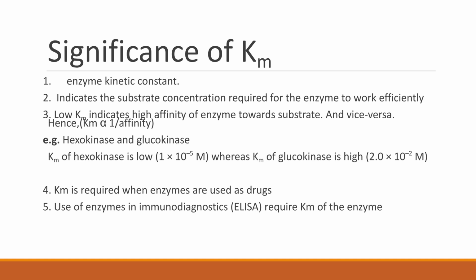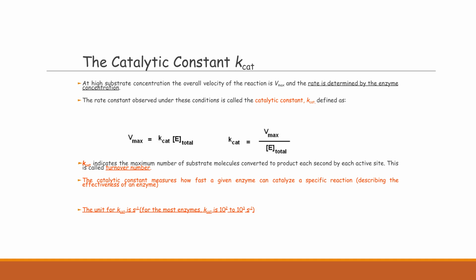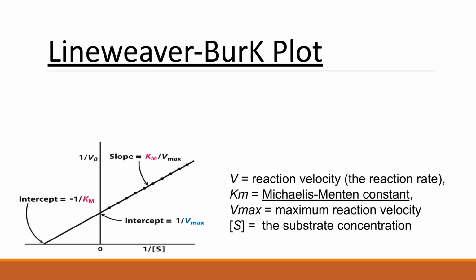The Michaelis-Menten equation relates the initial reaction velocity at a given substrate concentration, the Michaelis constant, and the maximum possible initial reaction velocity. The Michaelis constant, Km, is the substrate concentration that produces half the maximal velocity, or Vmax divided by 2. Km is an enzyme kinetic constant, indicating the substrate concentration needed for efficient enzyme function. A low Km means high affinity of the enzyme for the substrate.